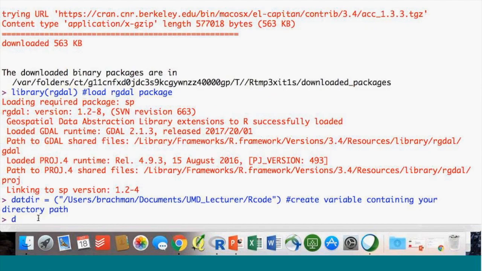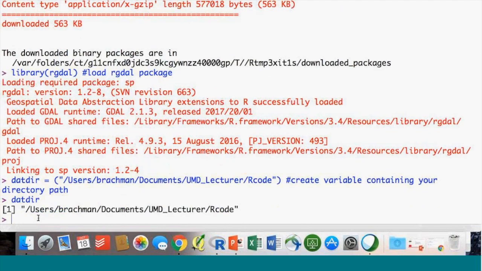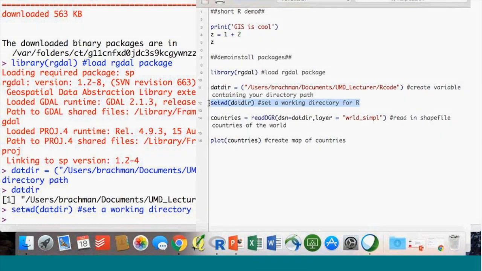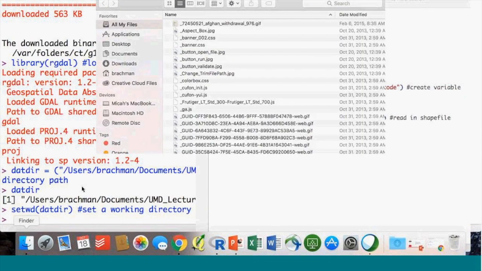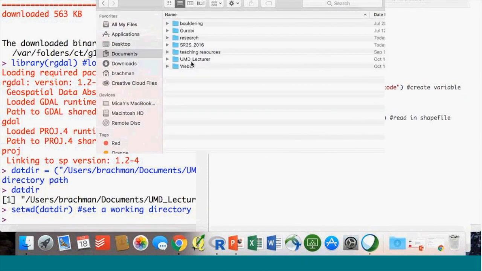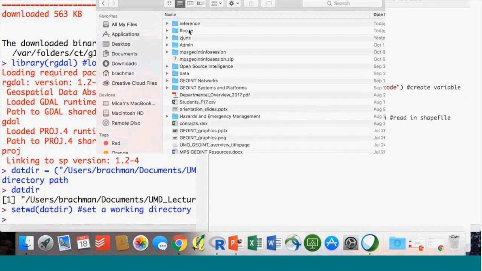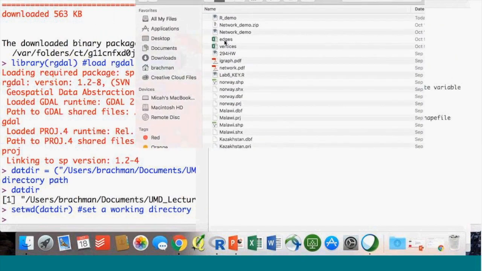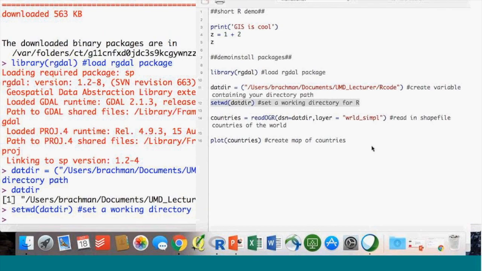So there we go, that's my path. Then I can use this set working directory command, setwd, to tell R that that's where all my stuff is. I'm telling it, this is the directory that I want you working from. If I look at my computer, I can go into R code, and that's my working directory. You can see the paths on Mac can get a little bit wonky. You have to look in the users folder first, then your username, then documents and into your subfolder system. It's a little bit easier to set paths on Windows, actually.